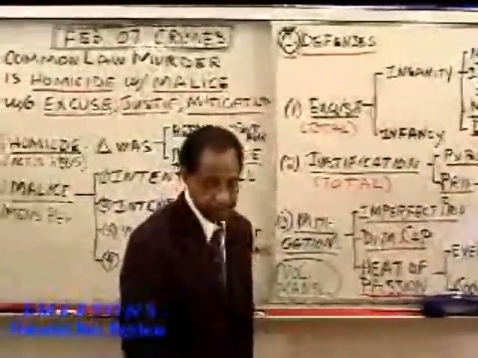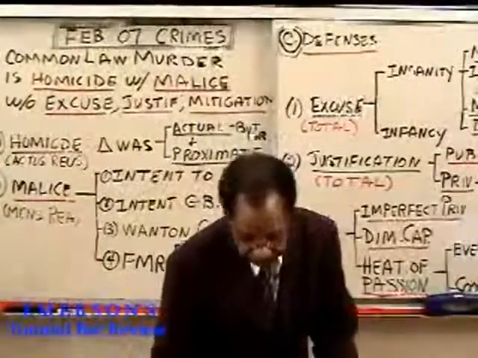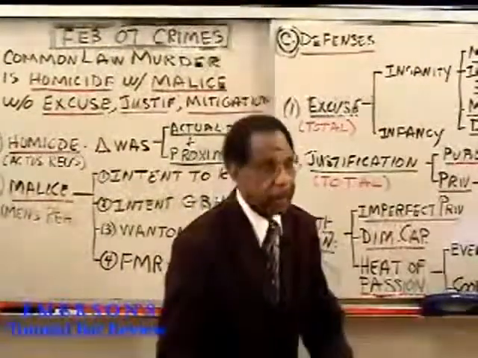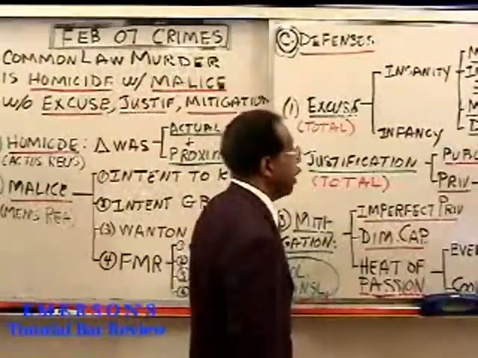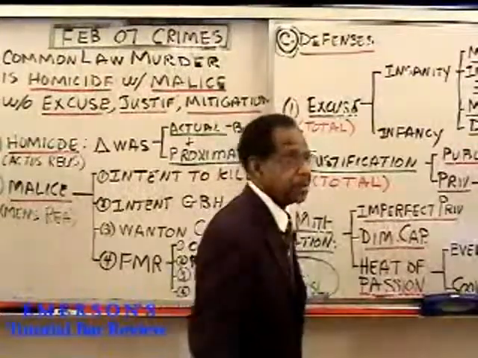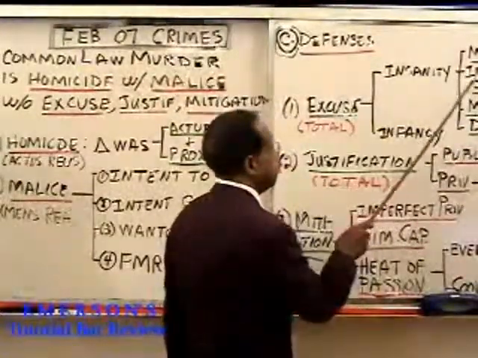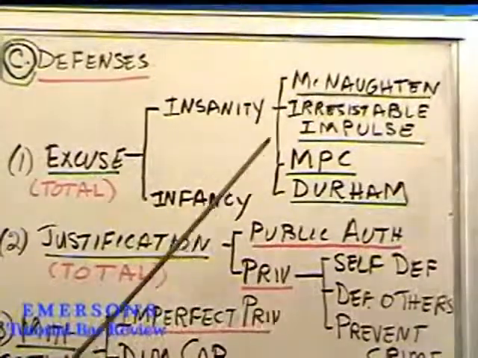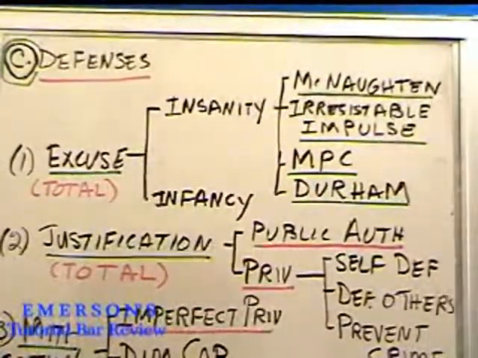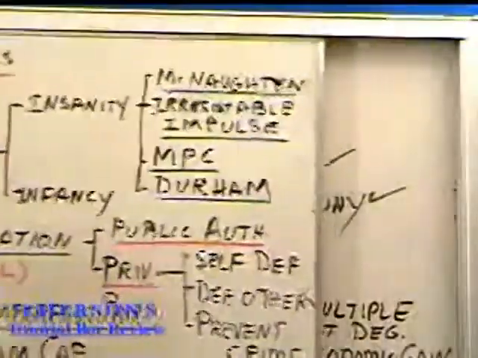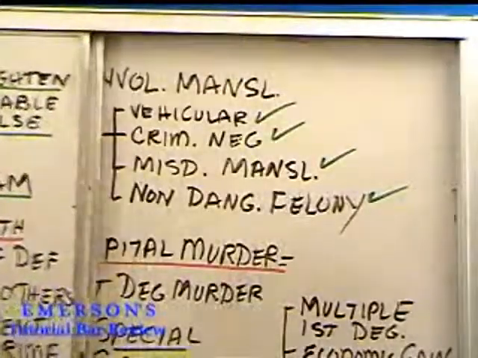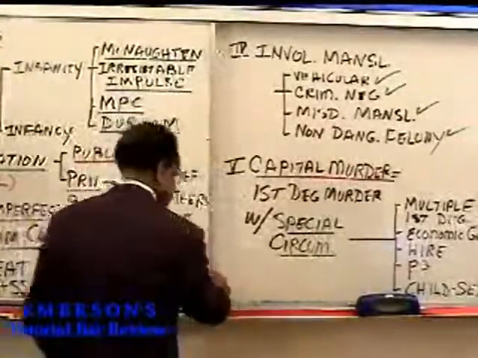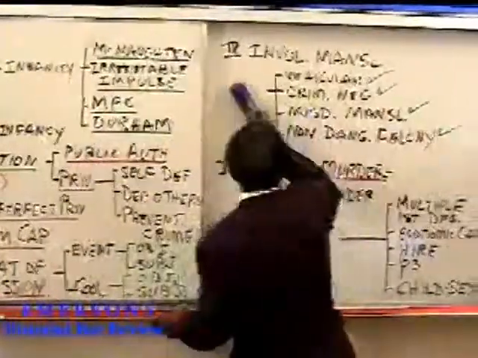The last is, can the jury properly find Dan not guilty by reason of insanity? So we need to talk about insanity. Here are the 4 versions of insanity that the bar examiners want you to know about. Let me talk about them one by one, and then we'll be done. To do that, I'm going to erase this part of the board.